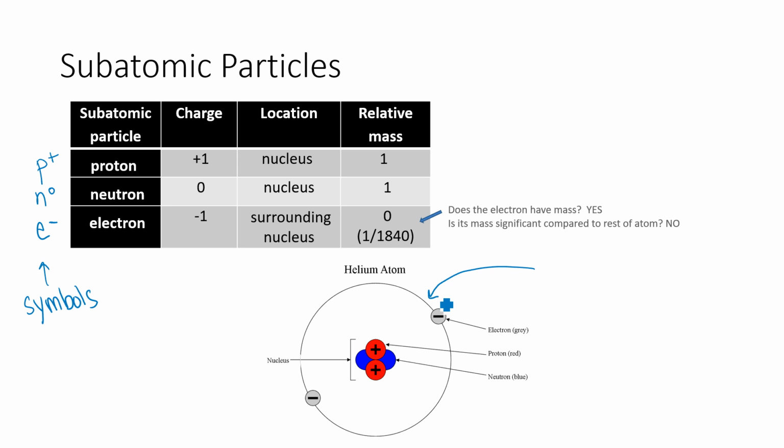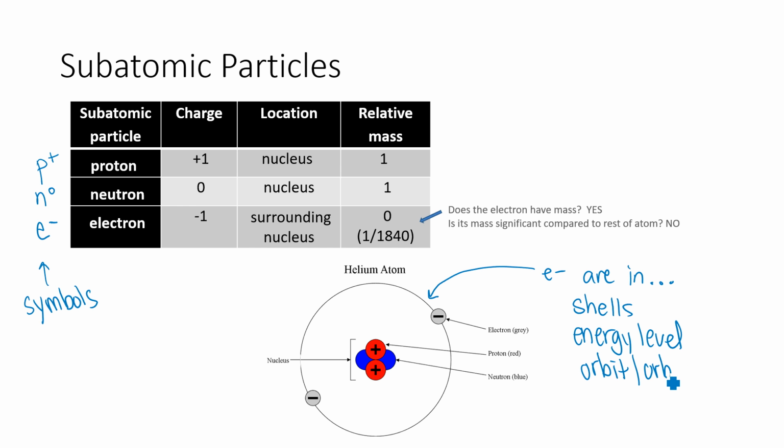These areas where the electrons are in, we can call these shells. So sometimes we refer to them as shells. Sometimes we use the term energy level. Sometimes we use the term orbit or orbital. So those would all be okay terms to use for where the electrons are.